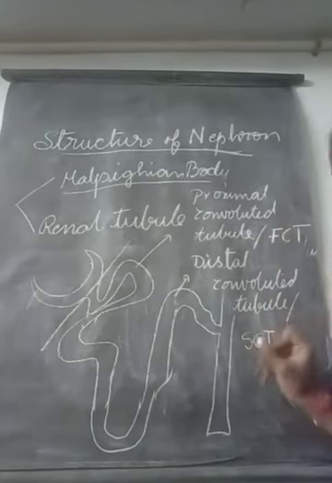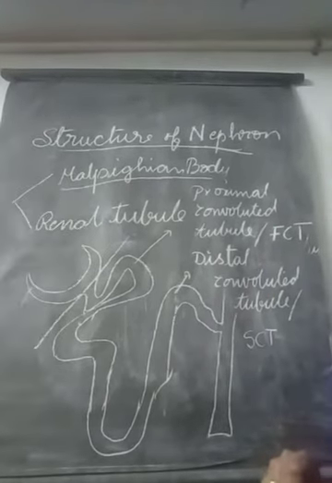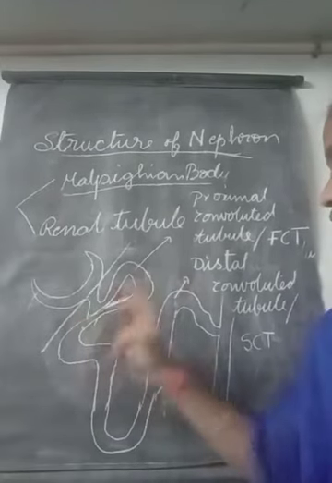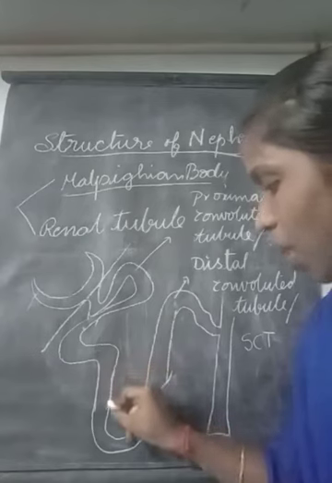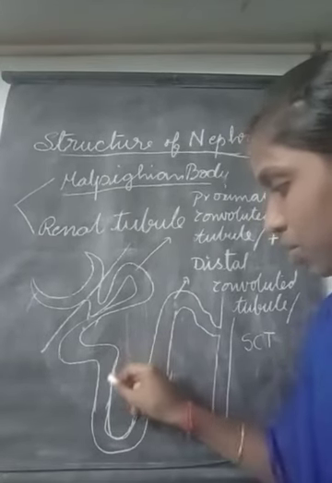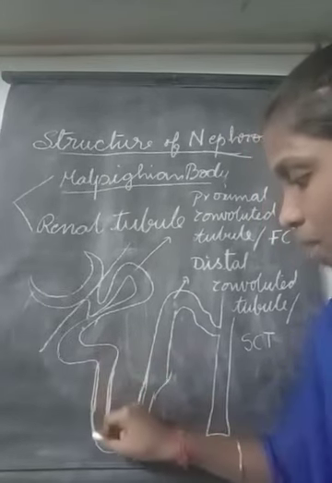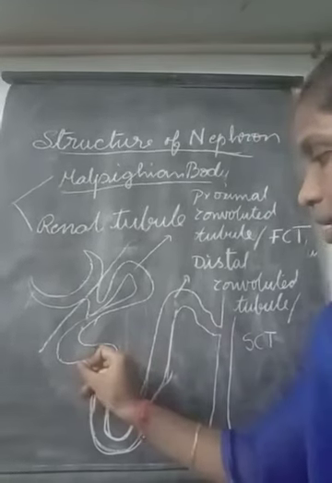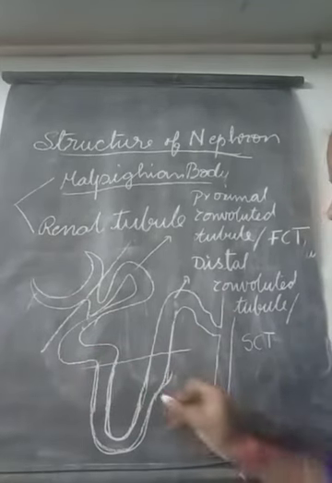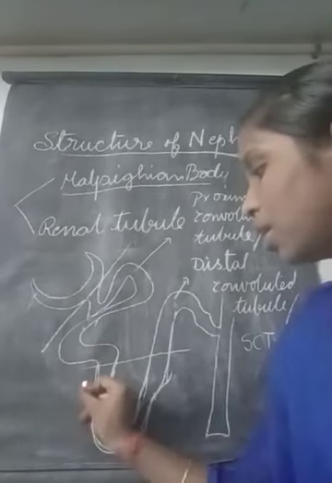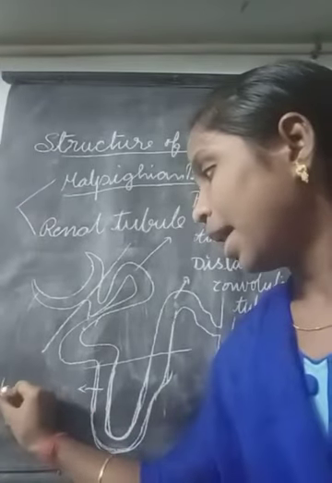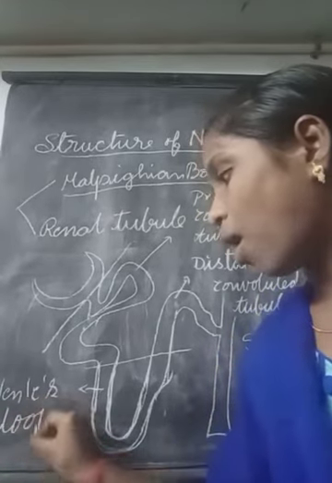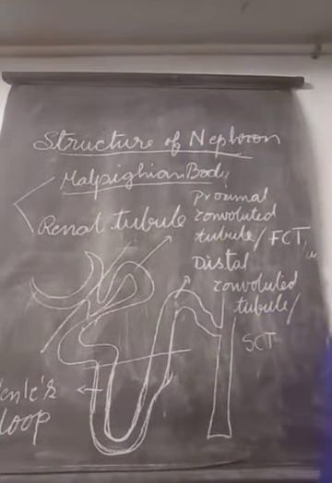This is the first convoluted tubule. This is called the second convoluted tubule. And these first and second convoluted tubules are joined by a U-shaped structure. Did you see a U shape in this diagram? Emma, are you able to see a U-shaped tubule? This U-shaped tubule is called Henle's loop, or loop of Henle.